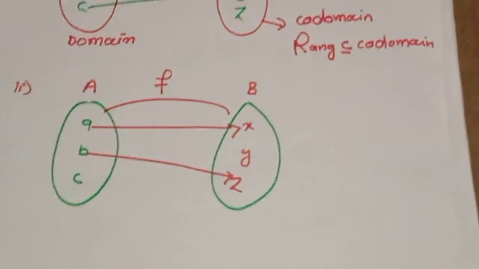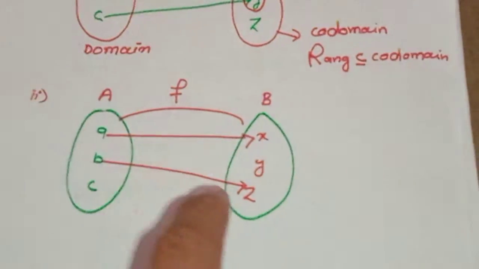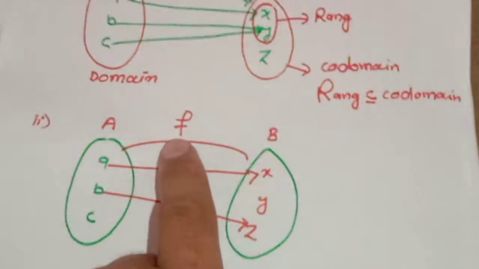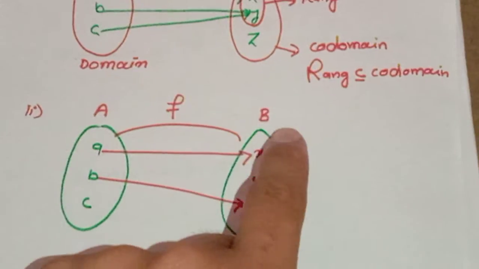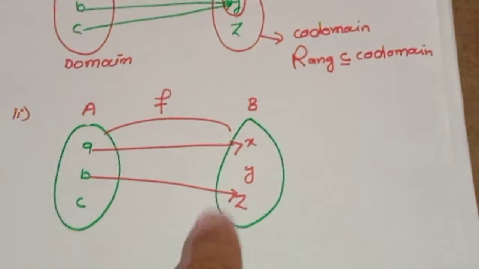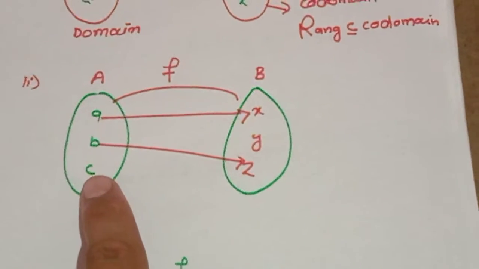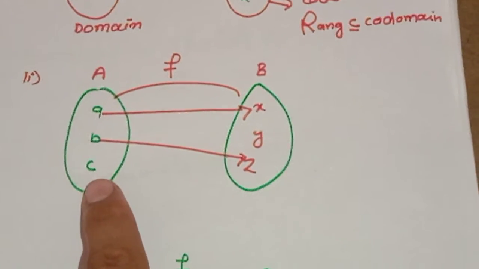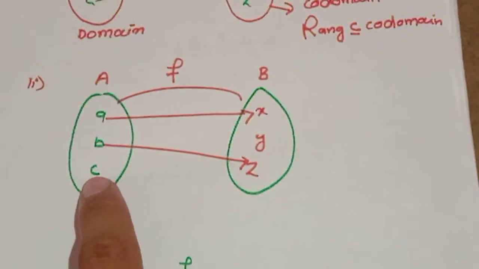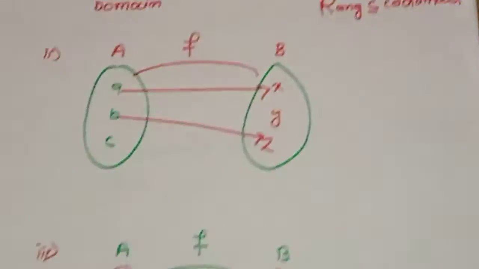Now number two, f is a function from A to B. If we focus on it, the domain of the function is not equal to A because one element is left, so we can say that this is not a function.